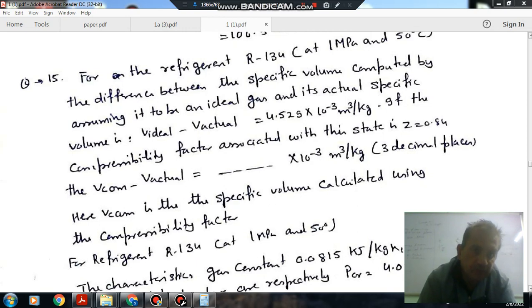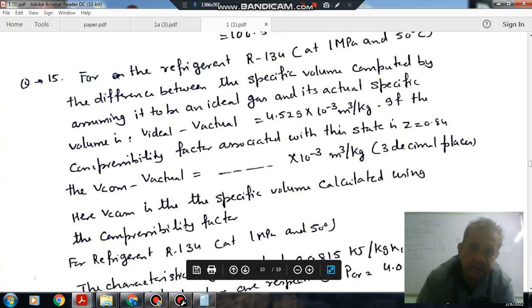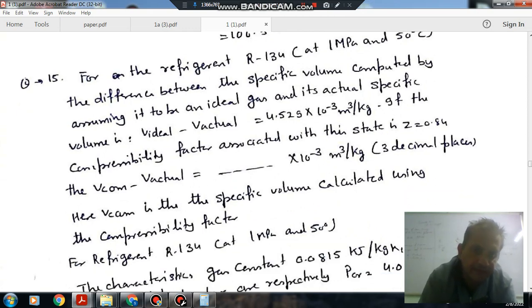2021 Axis Thermodynamics paper. Question number 15 is for the refrigerant R134 at 1 MPa and 50 degrees Celsius. The difference between specific volume computed by assuming it to be an ideal gas and its actual specific volume is V ideal minus V actual is equal to 4.529 into 10 power minus 3 meter cube per kilogram.